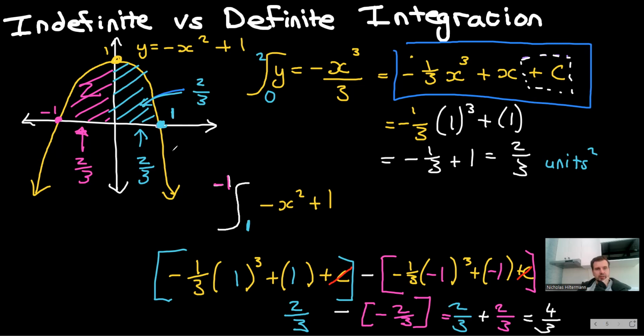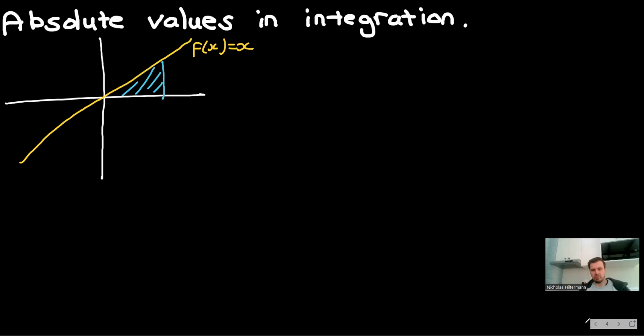Okay, so this is the definite integral. The definite integral finds the area under a specific, a defined area. So what do we do? We find the integral of a function using our rule that we saw earlier, and then we simply sub in values. Now let's look at the importance of absolute values in integration.